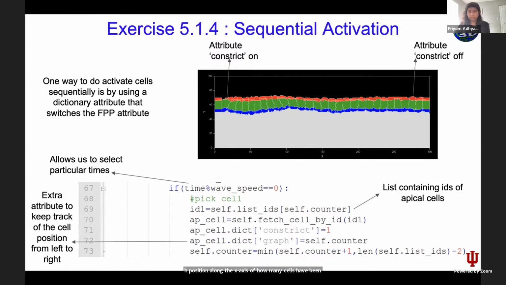So what we're trying to do here is make a wave that goes from the left to the right, and only cells that have been passed by that wave, we're going to separate them from the rest of the simulation. We're going to set the constriction properties of those cells which have been passed by the wave as on, which is equal, we have set it to 1. And then we have another attribute called graph in the simulation that basically keeps track of where it is, nearing the position.